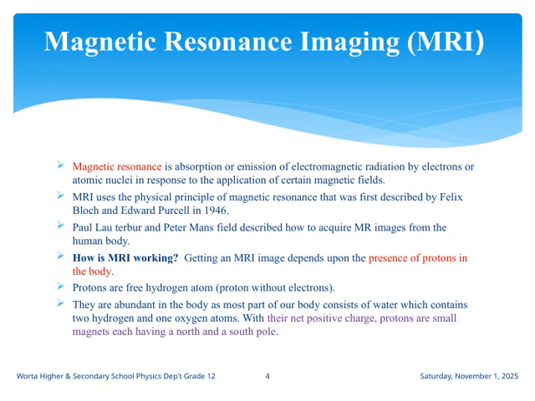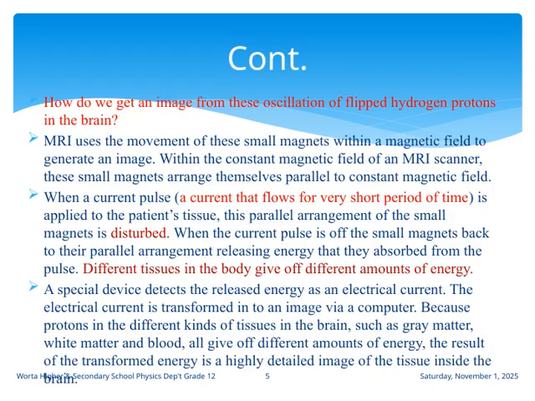When we place the body in a magnetic field, these protons align with the field, and their behavior under the influence of radio frequency pulses allows us to generate detailed images. So, in essence, MRI leverages the magnetic properties of protons in water molecules to create the images we use in medical diagnostics. So, how do we actually get an image from these tiny oscillations of flipped hydrogen protons in the brain? Well, MRI uses the movement of these small magnets within a magnetic field to generate an image.